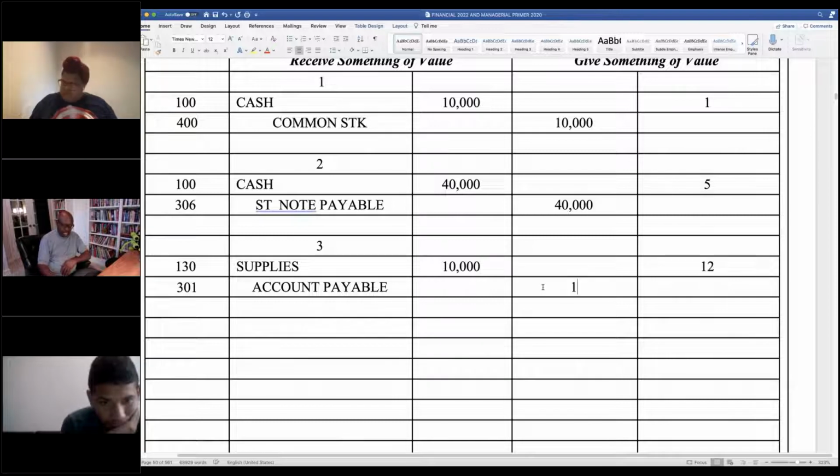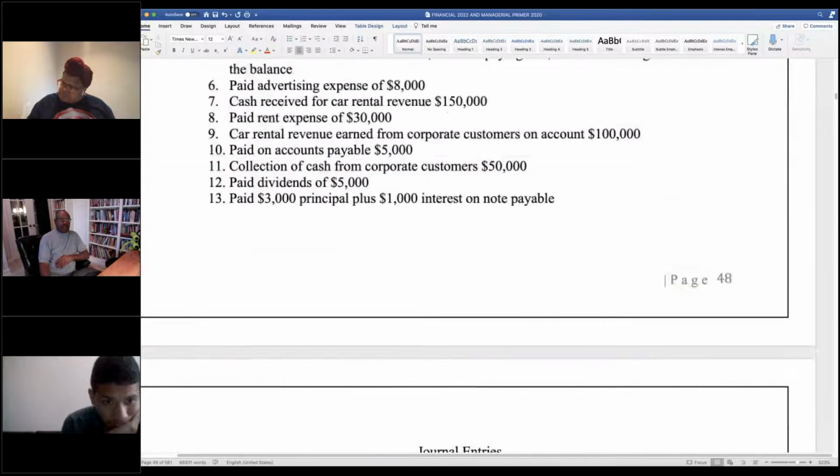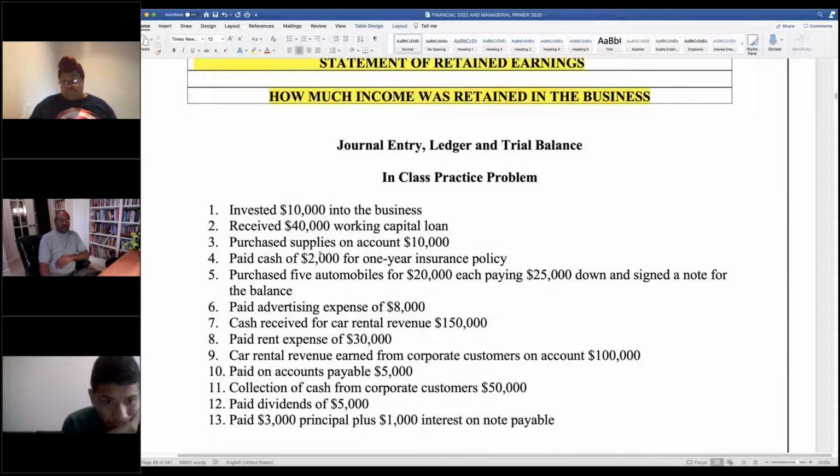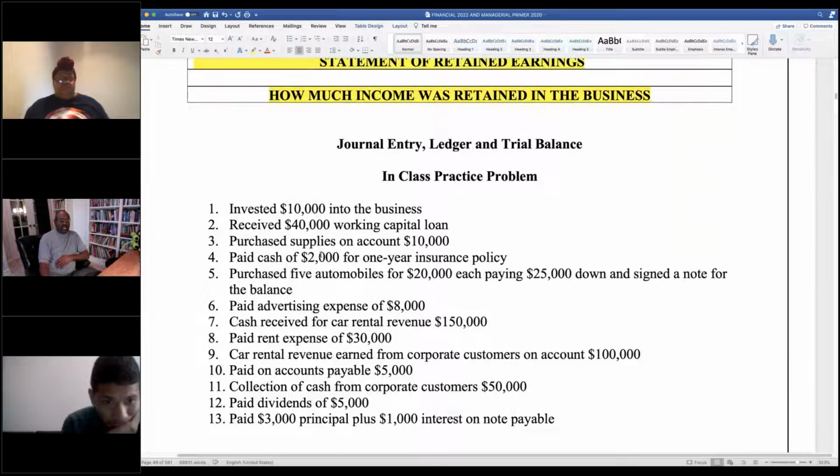When you're running a business, every time there's a financial transaction, in getting ready to prepare your financial statements, you have to record these transactions like this. All businesses do this. Let's move on to number 4. What happens at number 4? We pay cash for $2,000 for a 1-year insurance policy.